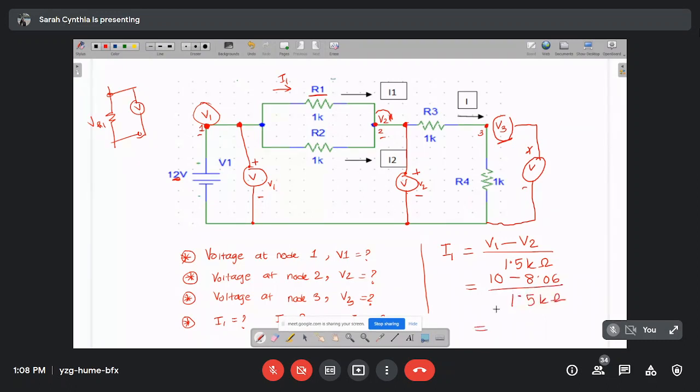So what is the current value? Can anyone tell me? Okay, let me measure mine.